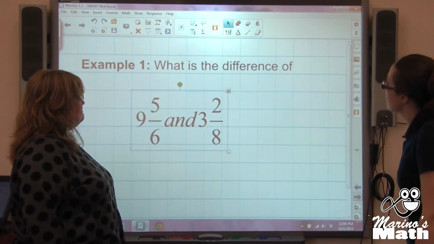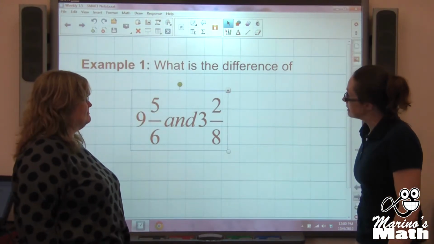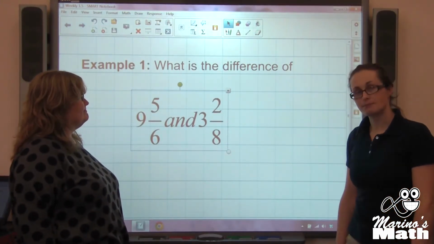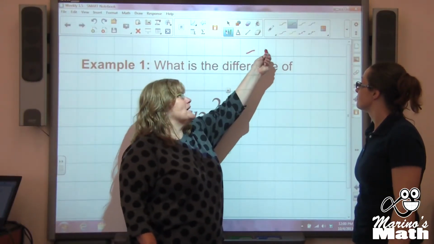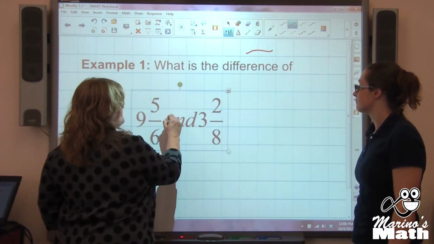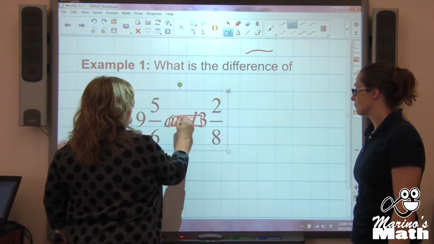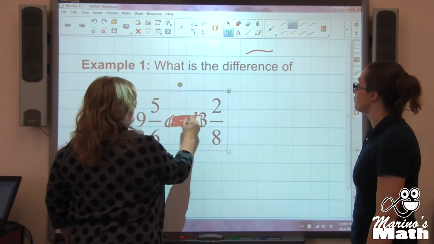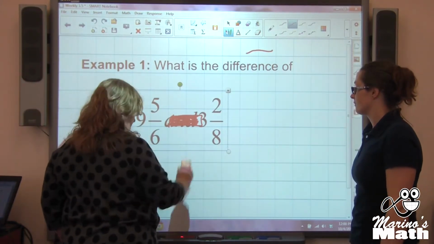And there's our first problem. What is the difference of 9 5/6 and 3 2/8? Well, I'm going to take a crazy guess. That difference means subtraction because we said we were going to subtract mixed numbers. That's a pretty bad subtraction sign. But let's fill that word "and" in. So whenever we see the word difference, know that it means subtraction. Make a big fat subtraction sign.